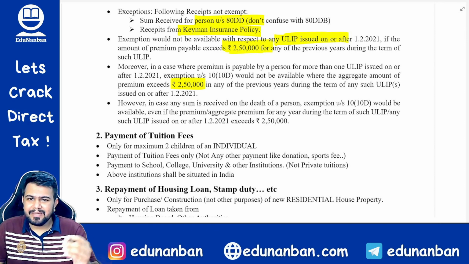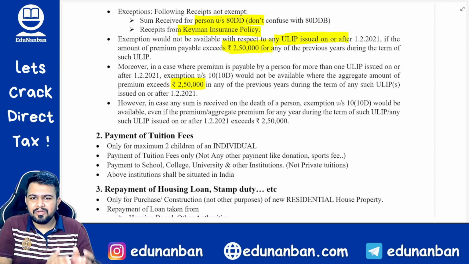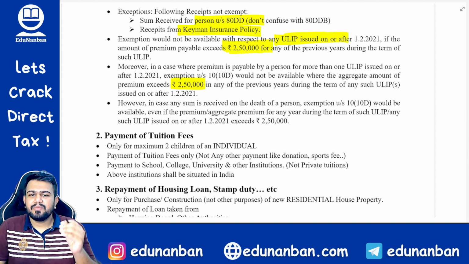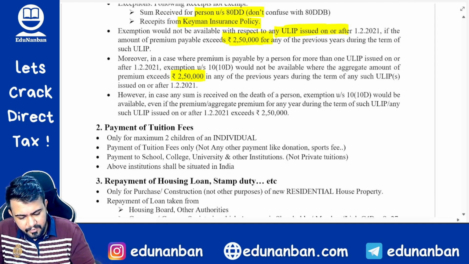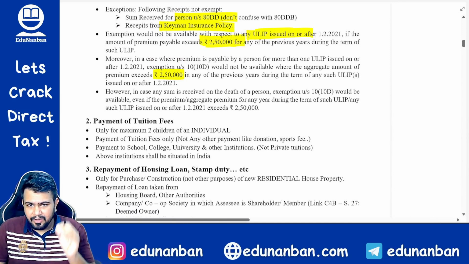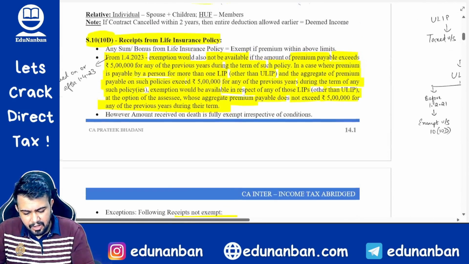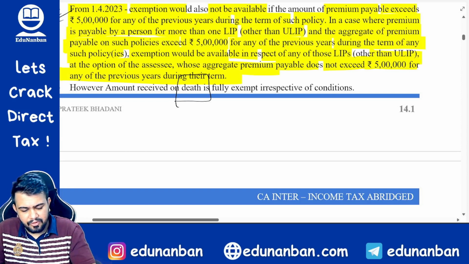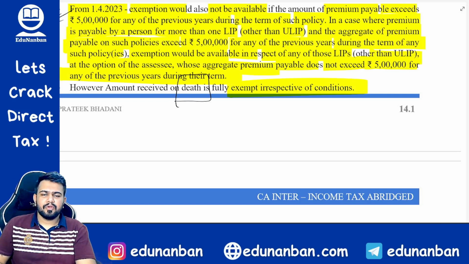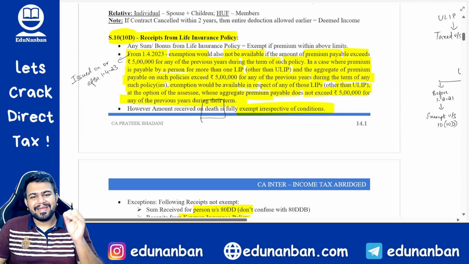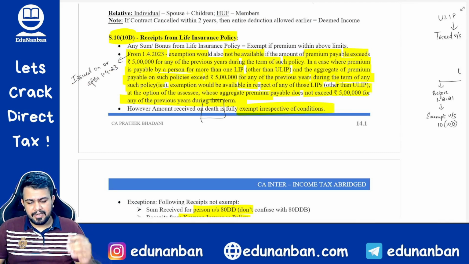The same concept as we discussed right now also applies for ULIP, and in case of ULIP, the maximum limit is how much? 2,50,000. Fine. And in all the cases, if the amount from a life insurance policy is received on death, then it is fully exempt. You get my point? So if the amount is received on death, you need not see any condition at all. It is fully exempt. If other than death only, you have to see all these conditions.